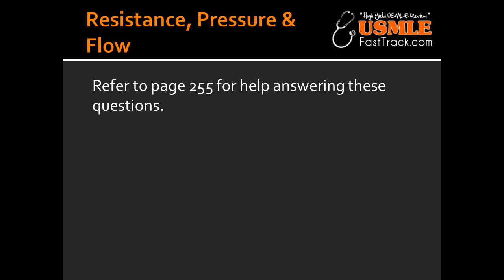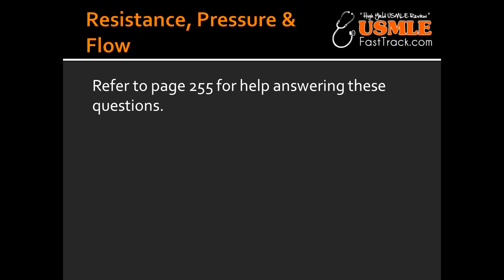How do you calculate total resistance of vessels put in series? Total resistance of vessels in series can be calculated with R1, the resistance of vessel 1, plus the resistance of vessel 2, plus the resistance of vessel 3, and so on. How do you calculate total resistance of vessels in parallel? The way you calculate this is to take 1 divided by resistance in vessel 1 plus 1 divided by resistance in vessel 2 plus 1 divided by resistance of vessel 3, and so on.